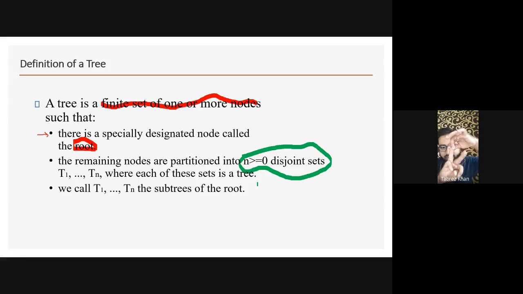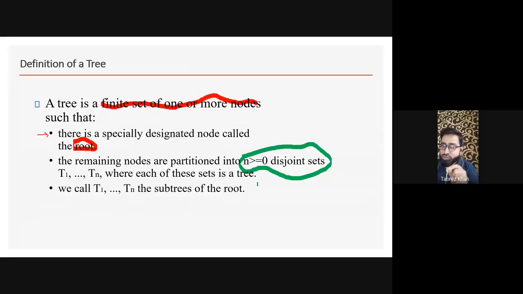So I have one set, and this set is also a tree because it has only one node, that is a root node. So this is a recursive definition. And what does the definition say? The definition says that a tree is a finite set of one or more nodes such that, first condition, one of the nodes is specially designated as a root node. Then the remaining nodes can be partitioned, can be divided into n greater than or equals to 0 disjoint sets.